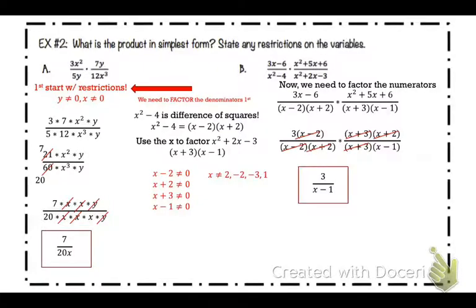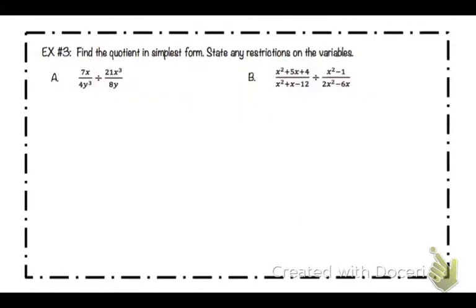Okay, so that's our final answer. We're good. Let's go to finding the quotient in simplest form. So now we're doing division.